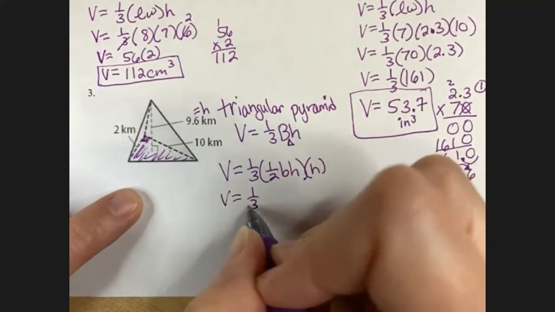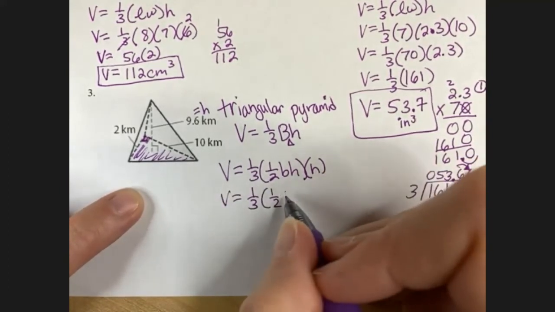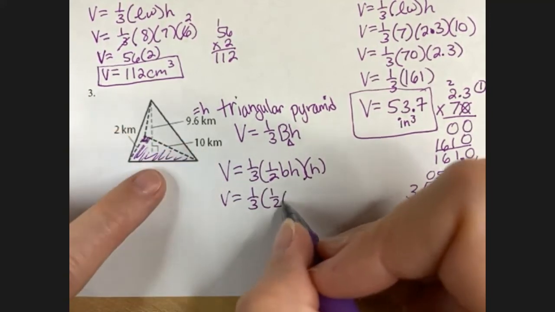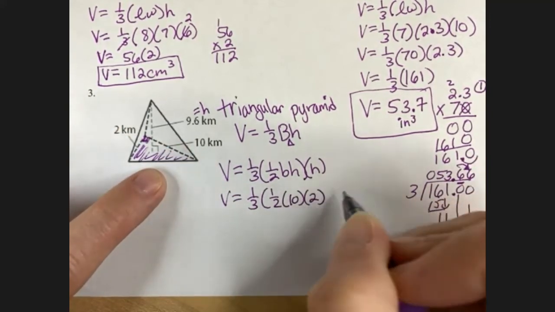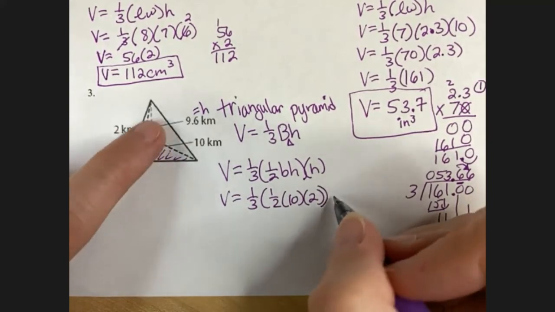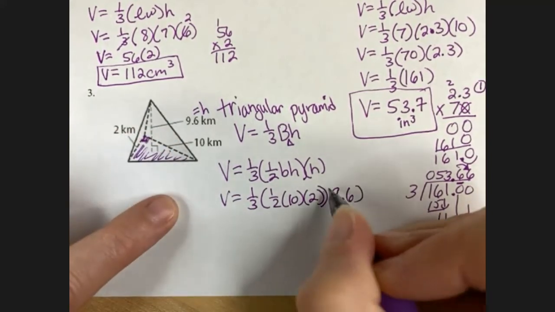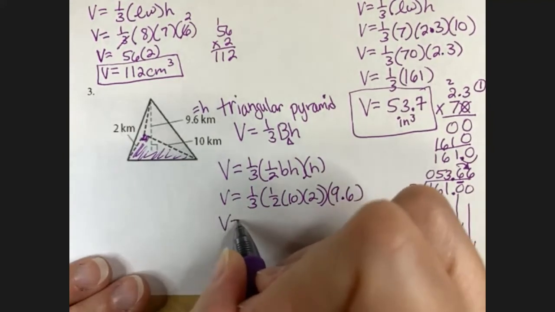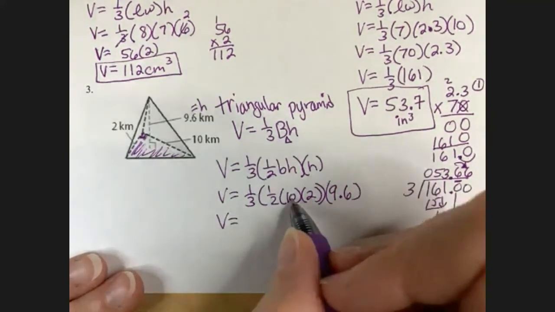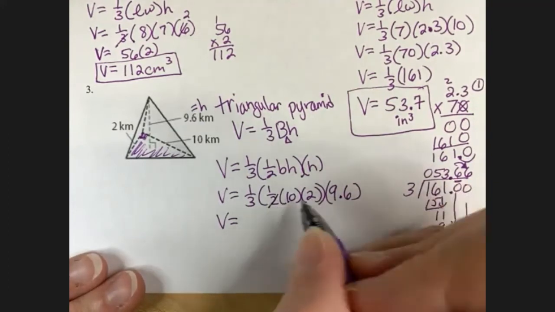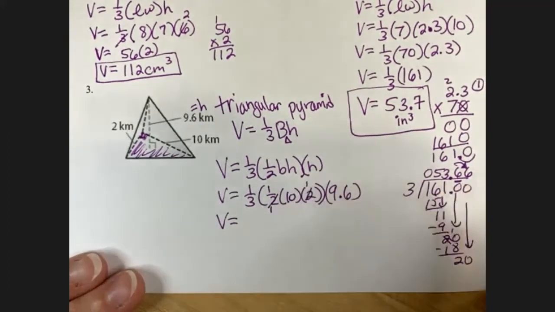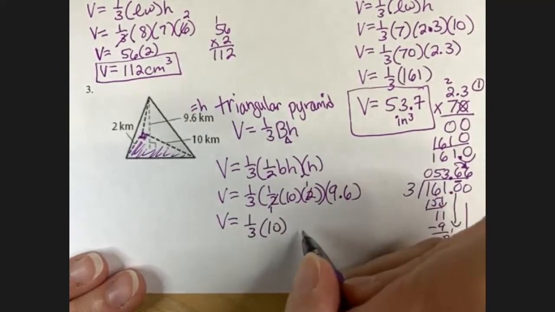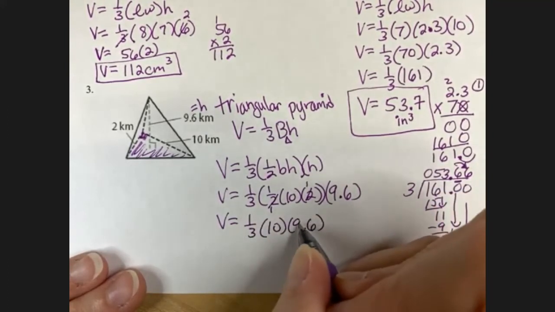So I've got 1/3 times 1/2. For the base of the triangle, you can either use 2 or 10. It doesn't matter which one you go. It's 10 and 2. And then the height of the whole entire thing is 9.6. I'm going to treat that a little bit separately just so you can see it. I can half either the 10 or the 2. It's completely up to you. I think if I half the 2, these both become 1s. That's kind of nice. So that leaves me 1/3 of 10 times 9 6/10.